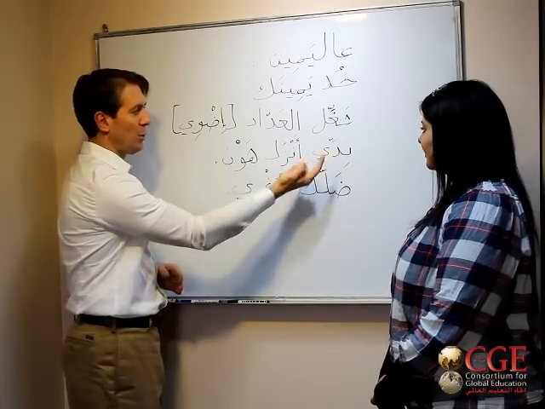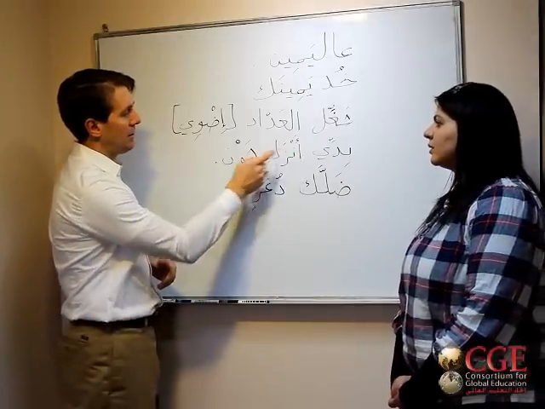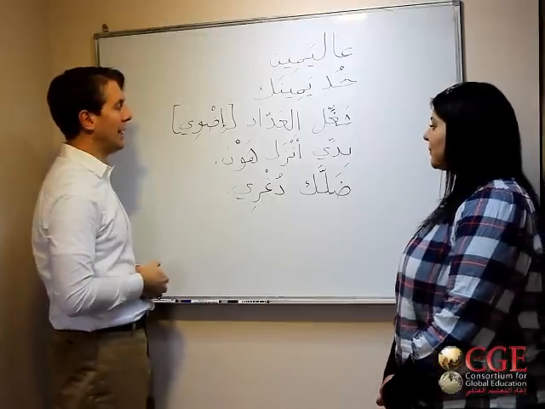بدي is, of course, I want. It's an auxiliary verb. And this one, أنزل, I want to get down here. All right. بدي أنزل هون.